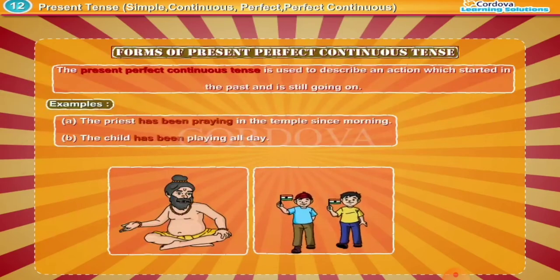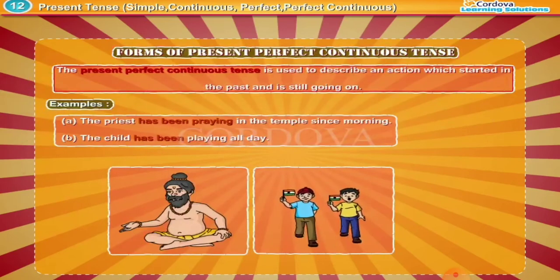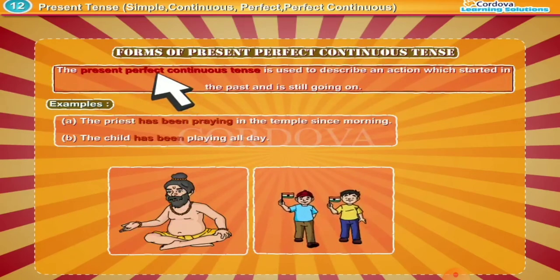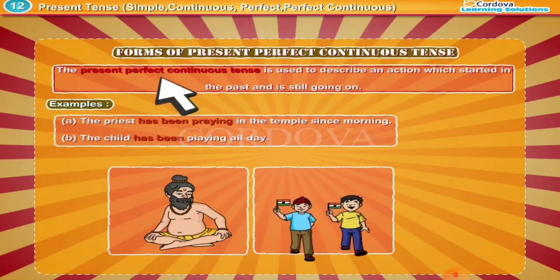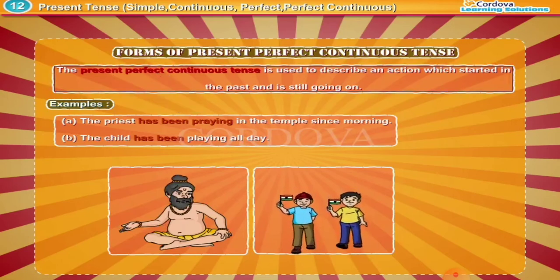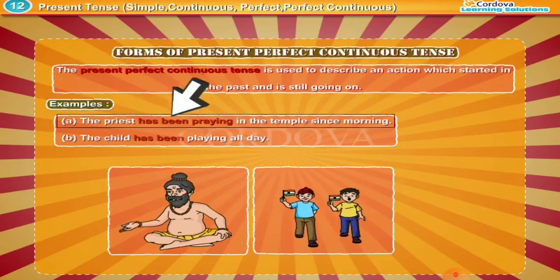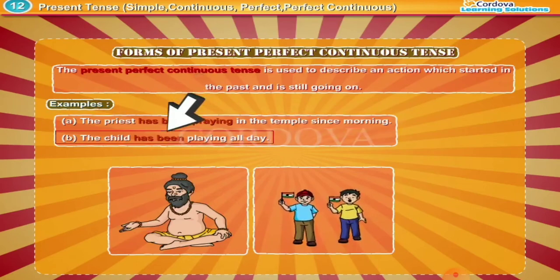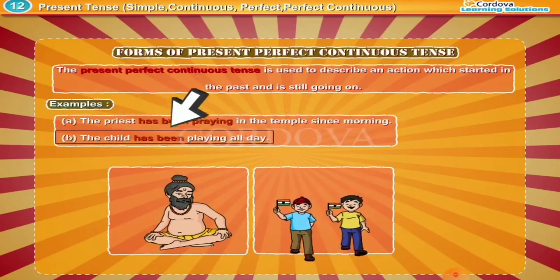Form of present perfect continuous tense. The present perfect continuous tense is used to describe an action which started in the past and is still going on. Examples: The priest has been praying in the temple since morning. The child has been playing all day.